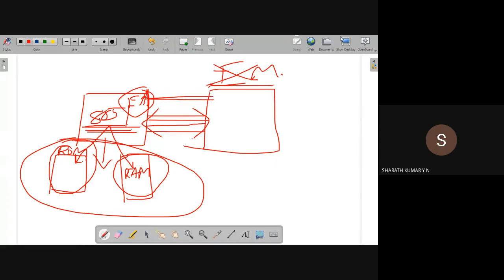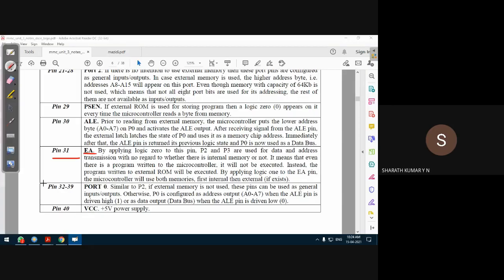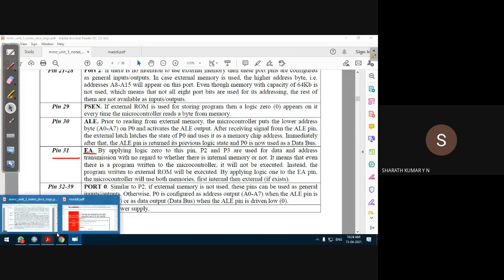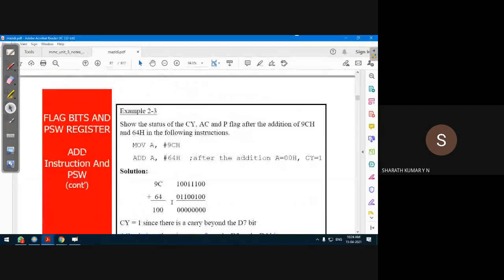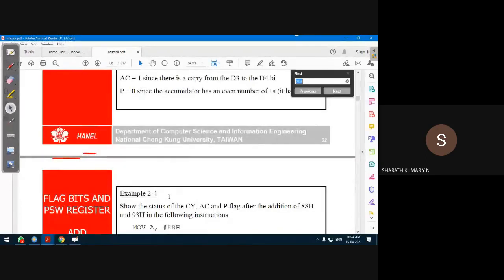So the explanation is given here. I think, just a second, I'll check in this document also, just hold on a second.